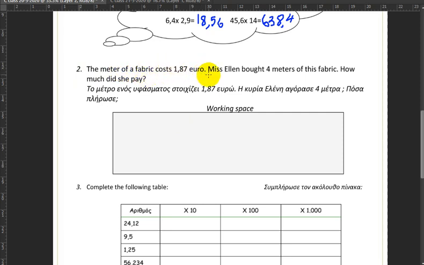Here we have that a meter of fabric costs 1.87 euros. Miss Ellen bought 4 meters of fabric. How much did she pay? So we have to do 1.87 times 4.